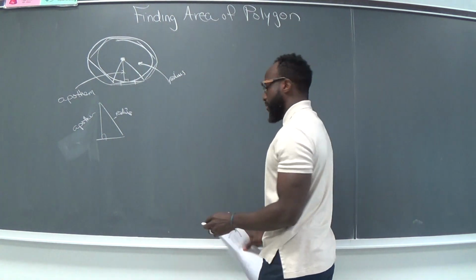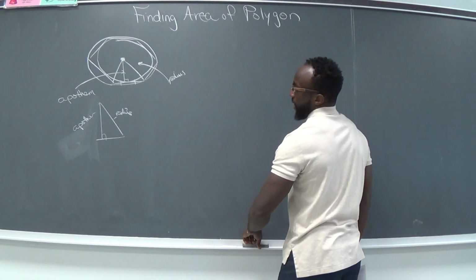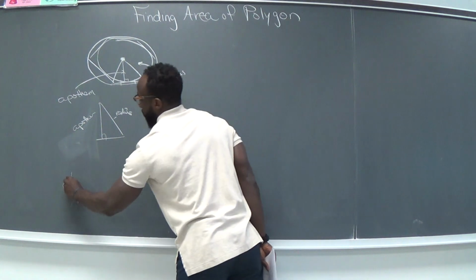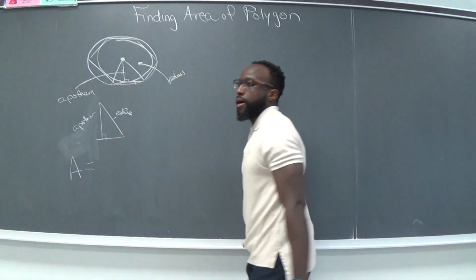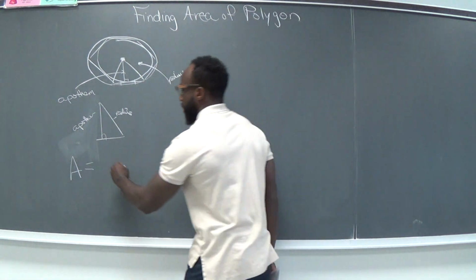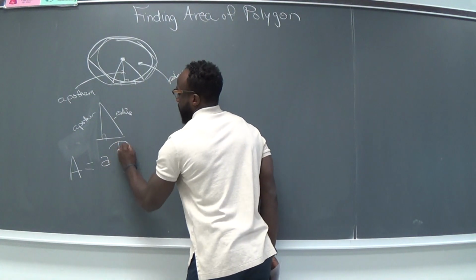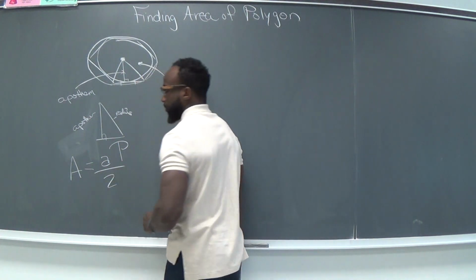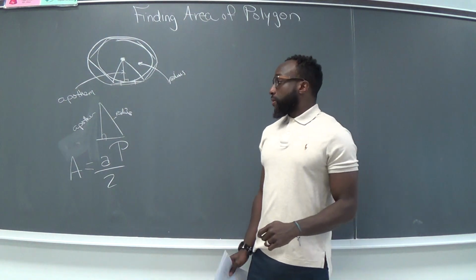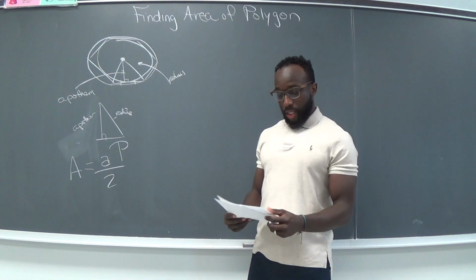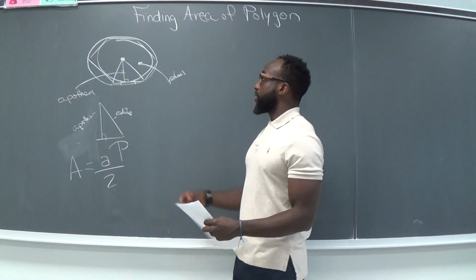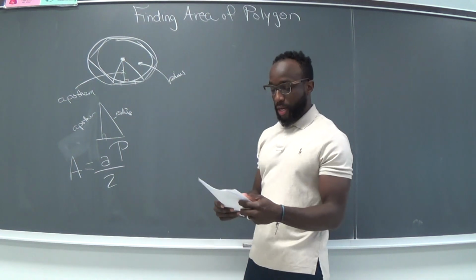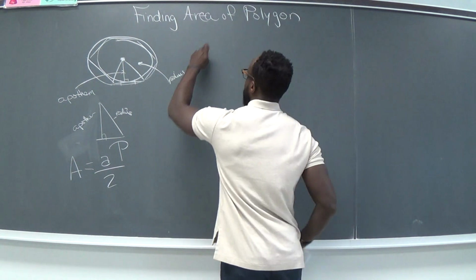Finding the area of a polygon, the most important thing in finding the area of a polygon is knowing what the formula is. All right, the formula for the area of a polygon is the apothem times the perimeter, which is the sum of all the sides, divided by 2, right? And now we're going to look at what it would be to find these things in order to solve for the area. So let's use the same hexagon.